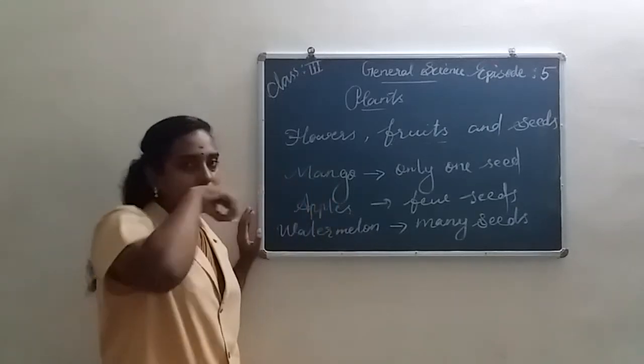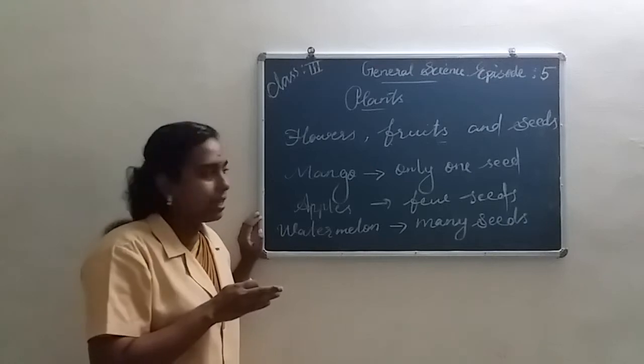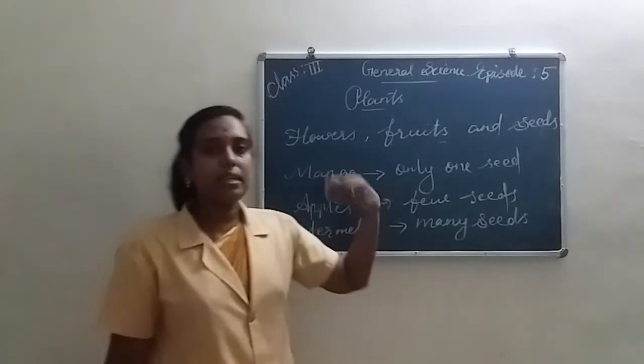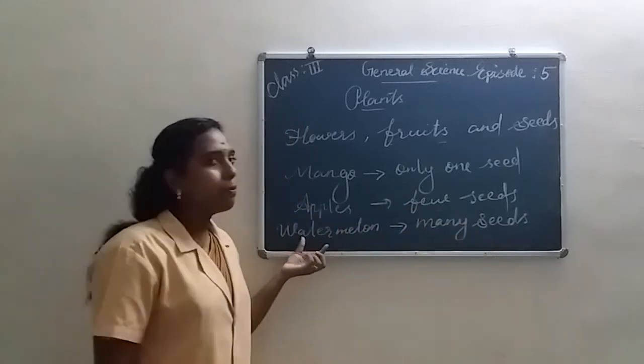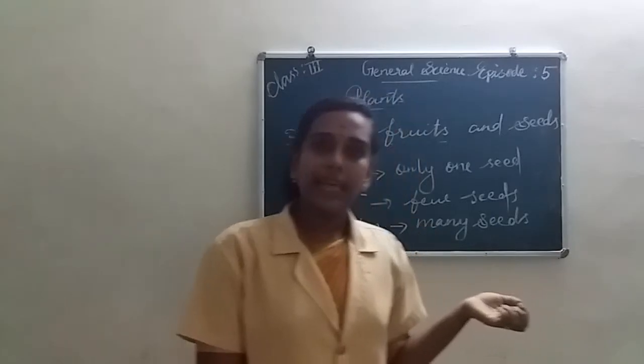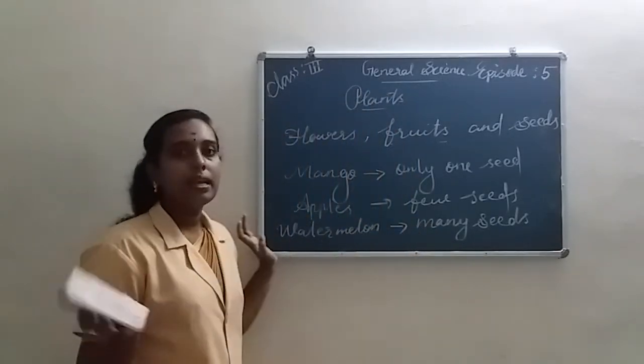Some fruits like mango have only one seed inside them. The fruits like apples, pears, etc. have few seeds inside them. And the fruits like watermelon and papaya have many seeds inside them. So these are the importance of flowers, fruits and seeds.